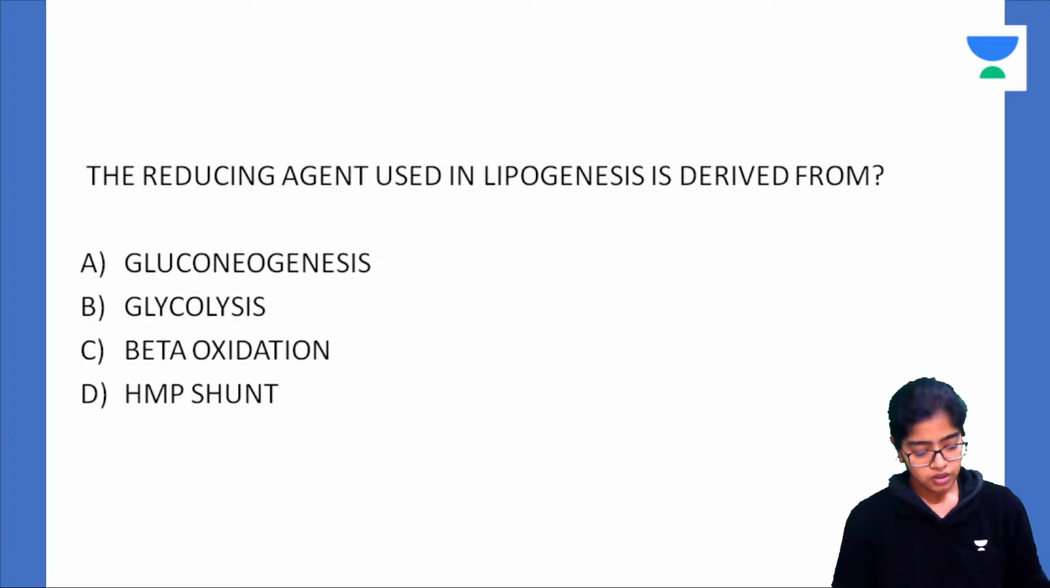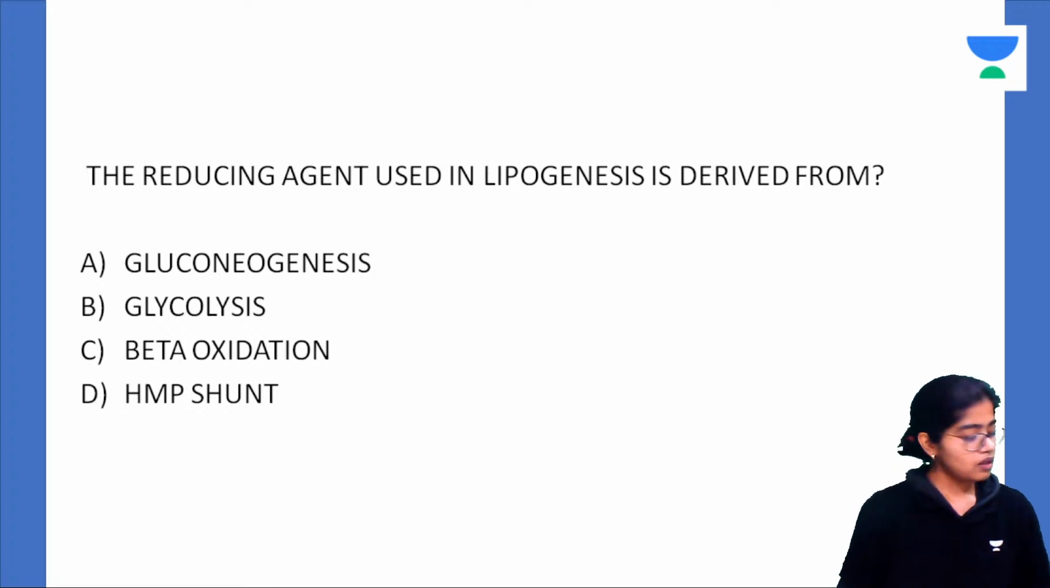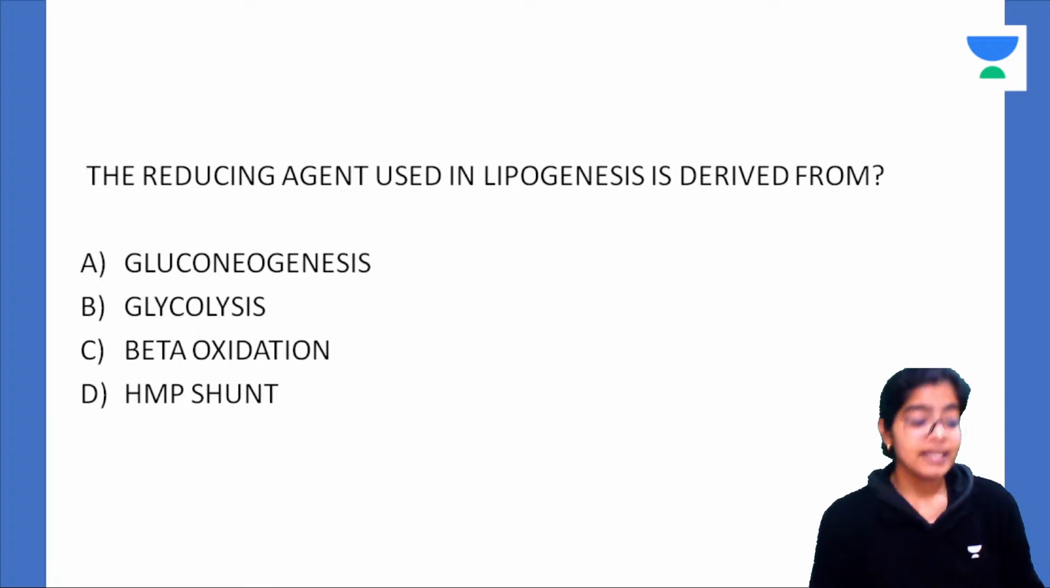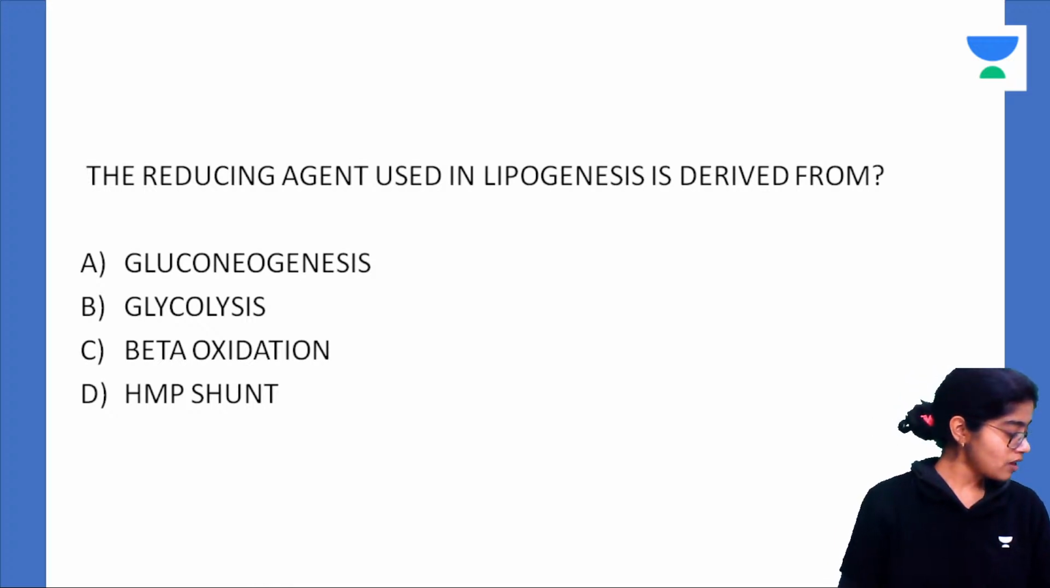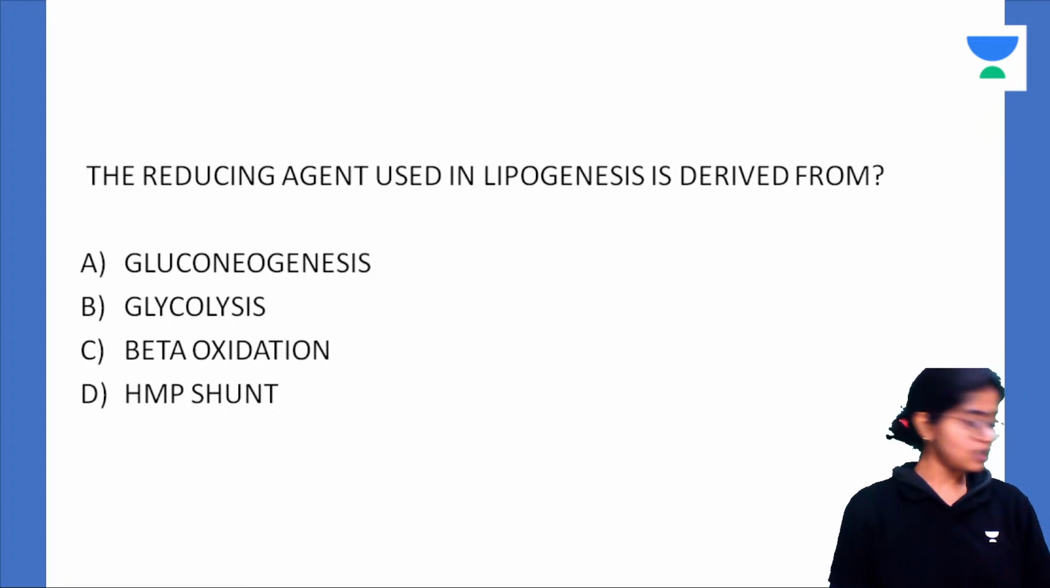Okay, so I'll now tell you the answer. The answer to this is the reducing agent used for lipogenesis. Lipogenesis means synthesis of fatty acid. Very good. Prerna has come up with the answer. It is HMP shunt. Very good, Prerna.